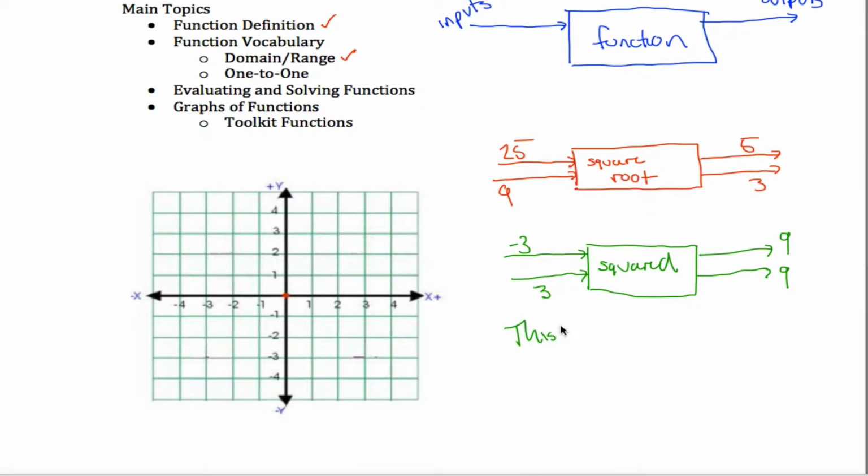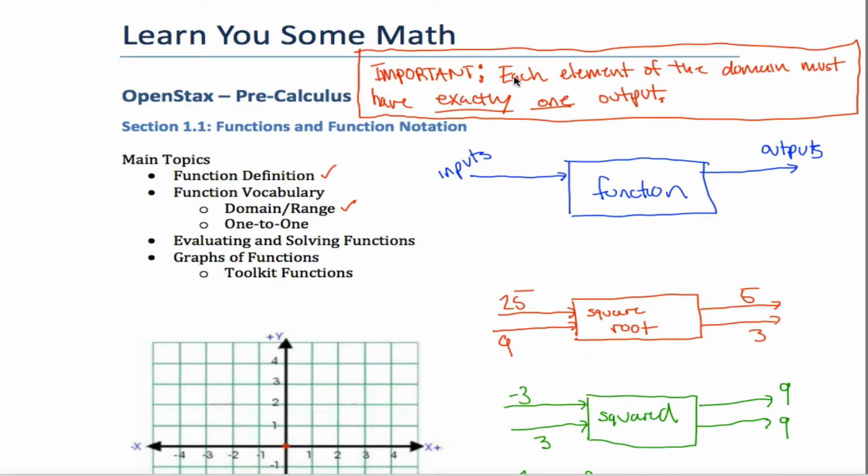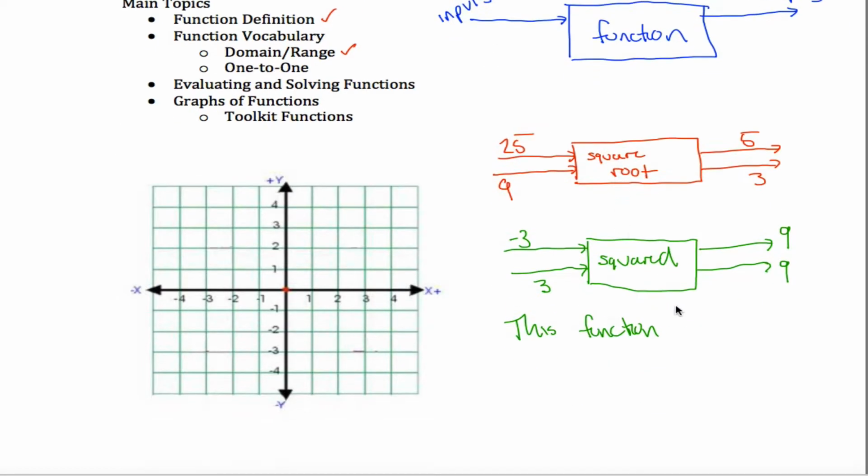This function, and it is a function, did not violate this important criteria. This function is not 1-to-1. This is the only time I'm ever going to write 1-to-1 like this. I'm typically going to be lazy and write it like this, 1-1. This function is not 1-to-1, this one in green right here.